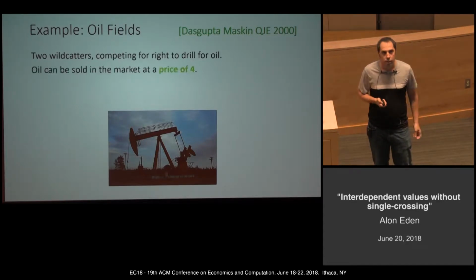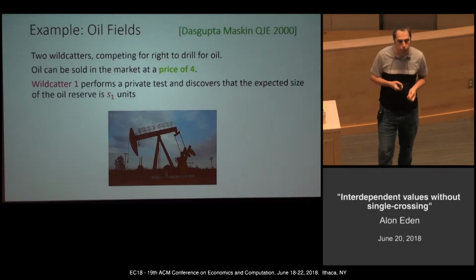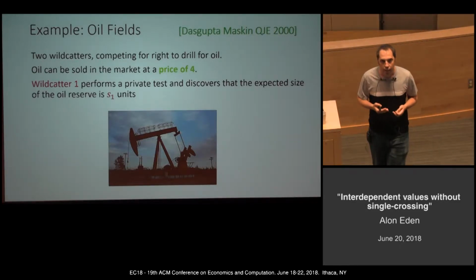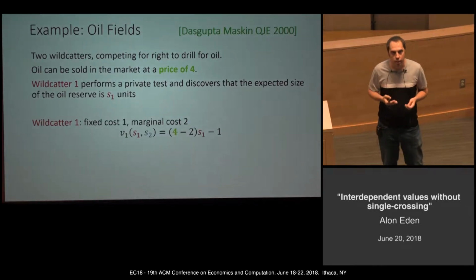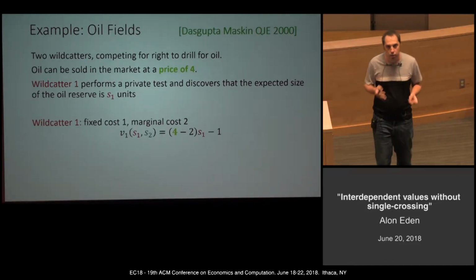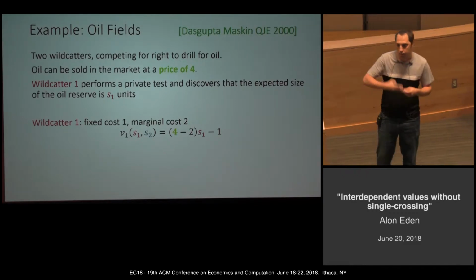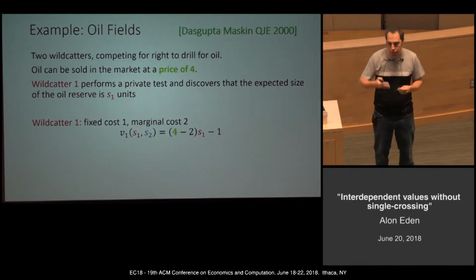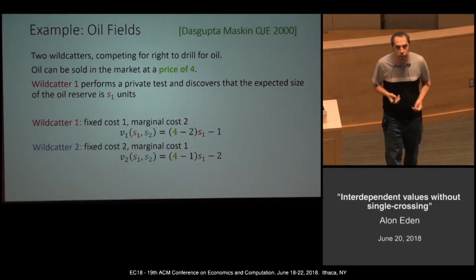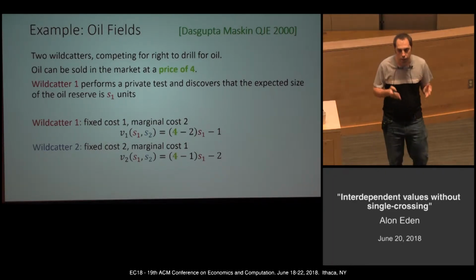There are two oil companies who want to drill some oil field. And oil has a price of $4 per unit of oil. Only one of the drillers has some estimate of the amount of oil; it ran some tests and has an estimate. And this company has a fixed cost of 1 for setting up the oil site and a marginal cost of 2 for every unit of oil it sells. So its value for the field is (4 minus 2) times the amount of oil in the field, minus 1, the fixed cost. And there's another driller which has a fixed cost of 2 and marginal cost of 1, so its valuation is (4 minus 1) times the amount of oil in the field, minus 2. So this is very, very simple. Both of them depend on only one player's signal.